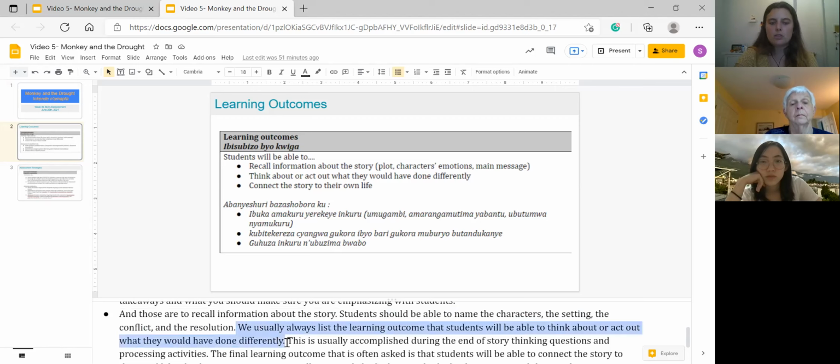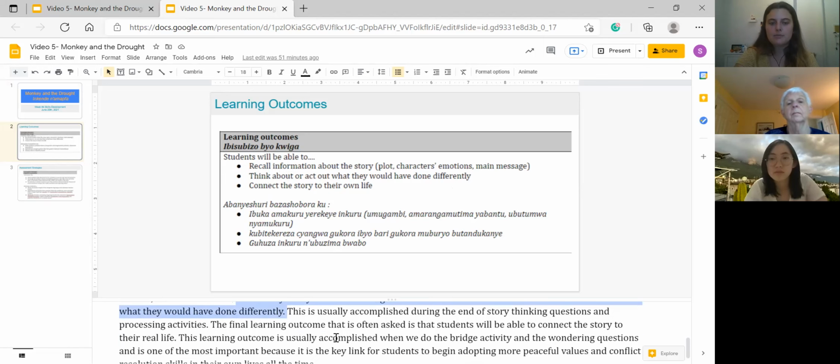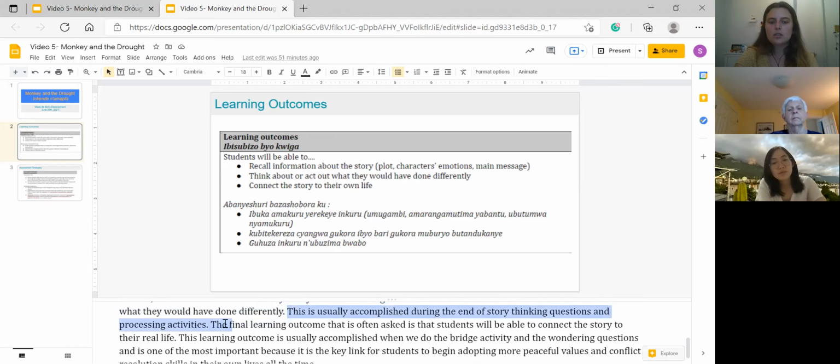The next one that we usually always list is that students will be able to think about or act out what they would have done differently. And this one is usually accomplished during the end of story thinking questions and some of the processing activities.